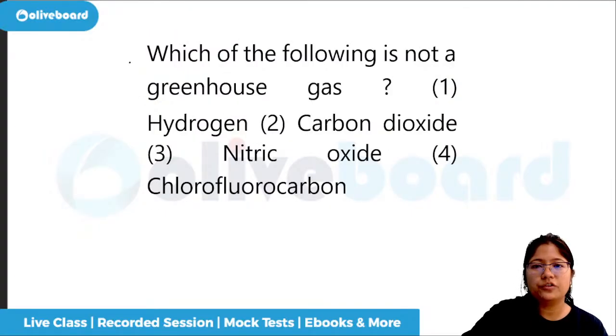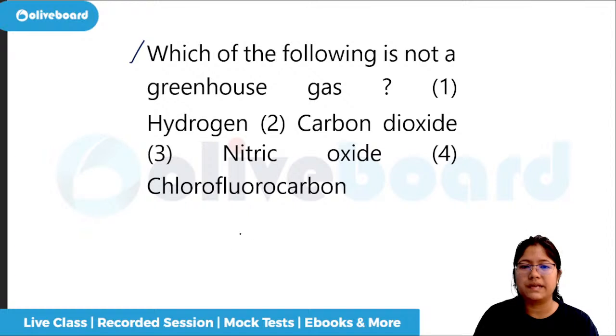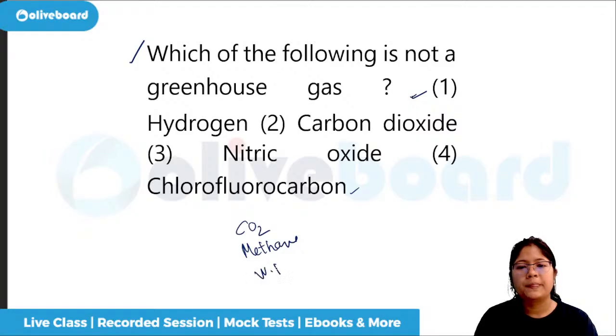Next is, which of the following is not a greenhouse gas? Now here the options have changed. We found this question in the last class also, but the options were different in a similar question, and that time we had to select chlorofluorocarbons. Remember? But now, that time we selected hydrogen for greenhouse gases. Yes, Shivani, correct answer. So yesterday, when the same question came, we had to differentiate that if they are talking about CO2 greenhouse gases, we will consider CO2, methane and water vapor, right?